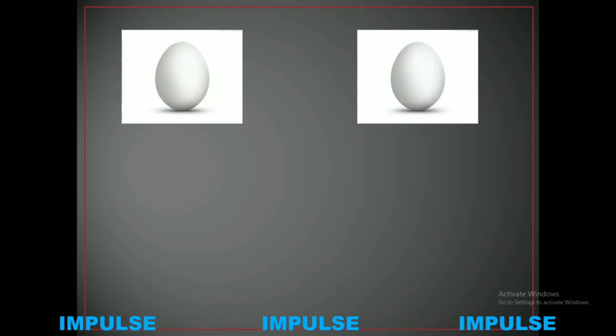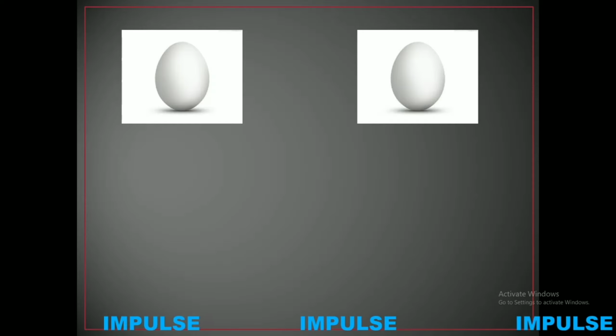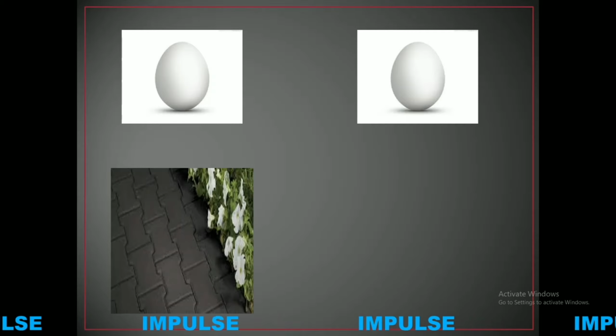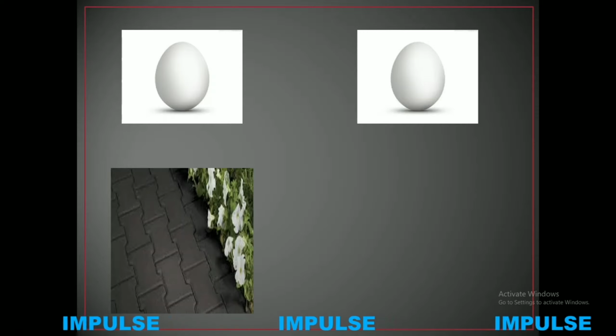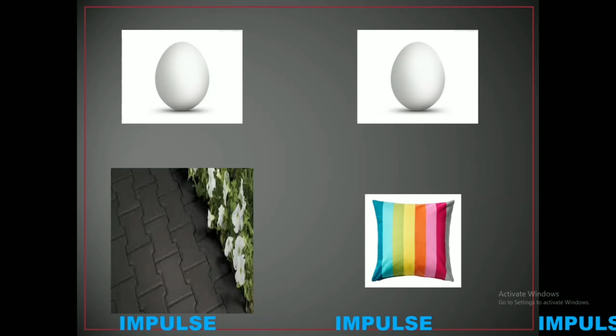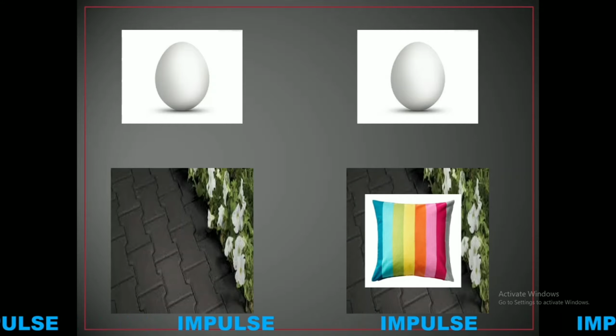For instance, I have two eggs dropped simultaneously at the same height. The first egg is dropped directly on the floor, while the second egg is dropped at the point where there is a pillow on the floor. Which is more likely to break?